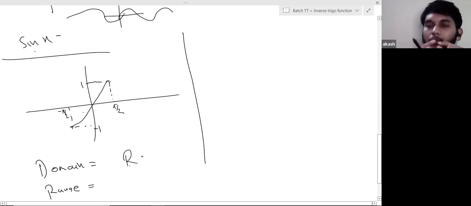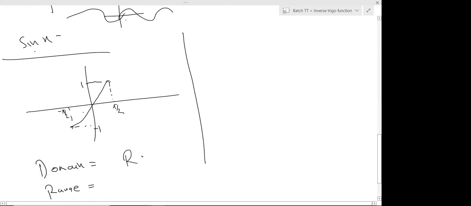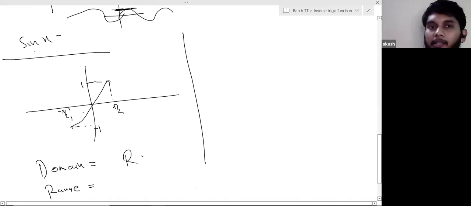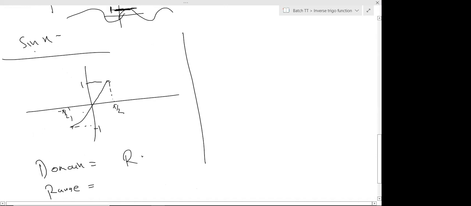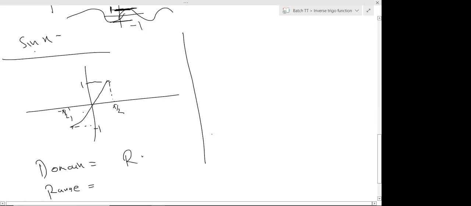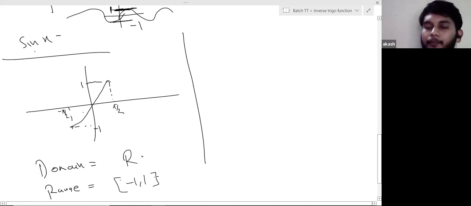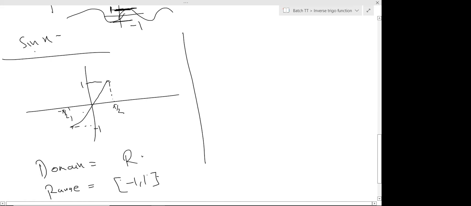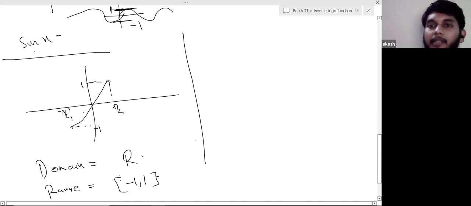Domain is always checked on the x-axis, range is always checked on the y-axis. So what is the maximum value sin x attains? The maximum value here is 1, and the minimum value is minus 1. So minus 1 to 1 is the range, and this is called closed brackets. Closed brackets mean the endpoints are included, only values between the brackets. So this is called sin x.